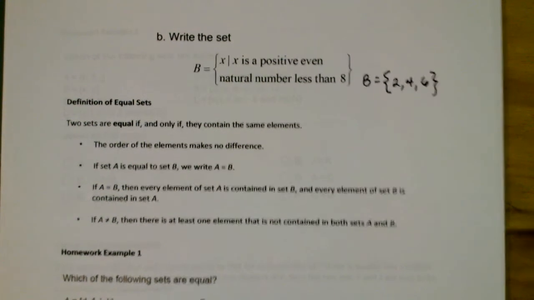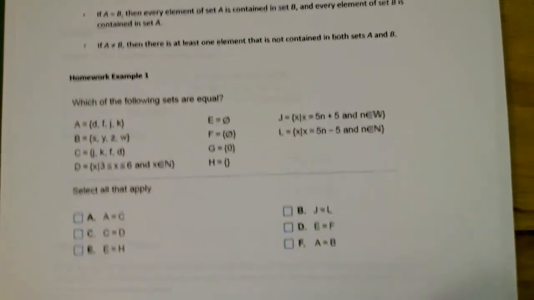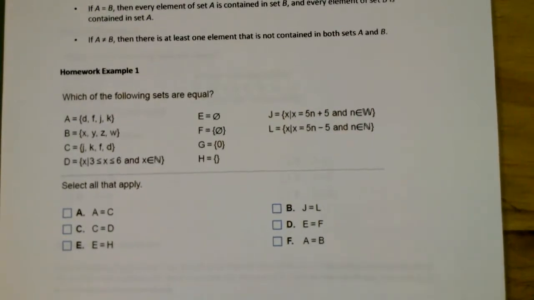Okay, now, to further explain this, let's take a look at this homework example, which is similar to one of the problems in the MyMathLab homework. So here, we want to identify which of the following sets are equal. Okay, and these are the ones that are given to you. And here we're going to select all of those that apply. Equal sets means that you must have the exact elements in one set as you do in the other.